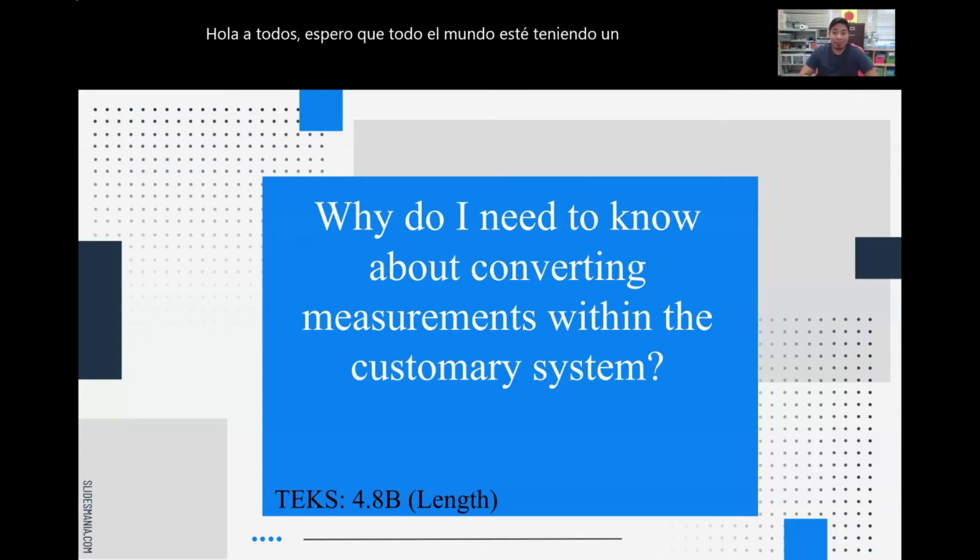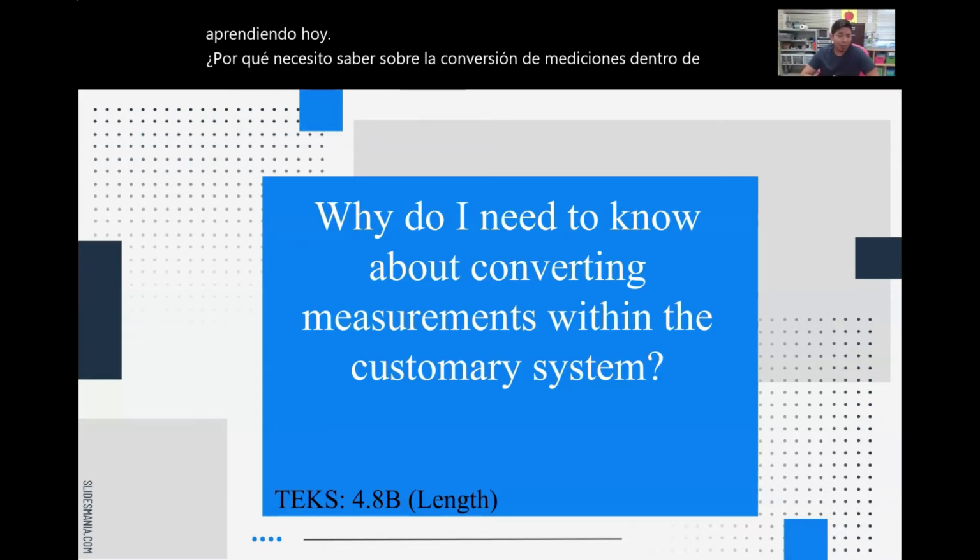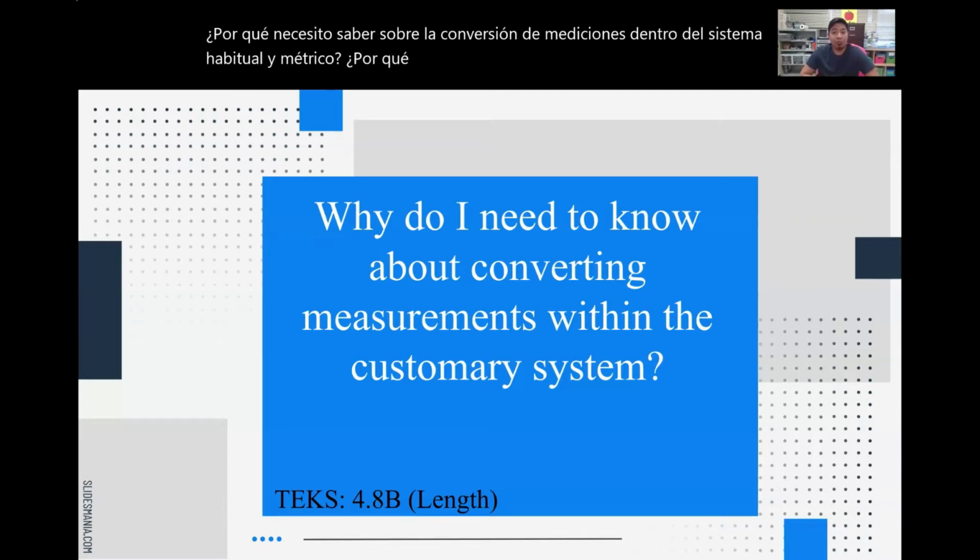Today we're gonna get started with some math. So let's look at what we're learning today. Why do I need to know about converting measurements within the customary and metric system? Why do I need to know that? Well, we'll teach you why. And today's TEKS is going to be 4.8b, and again, we're going to be only looking at lengths, okay?